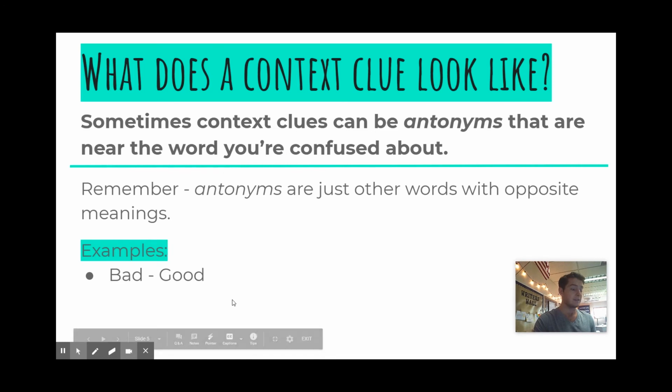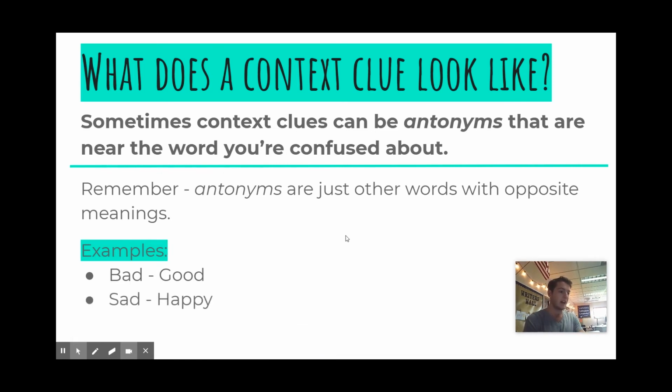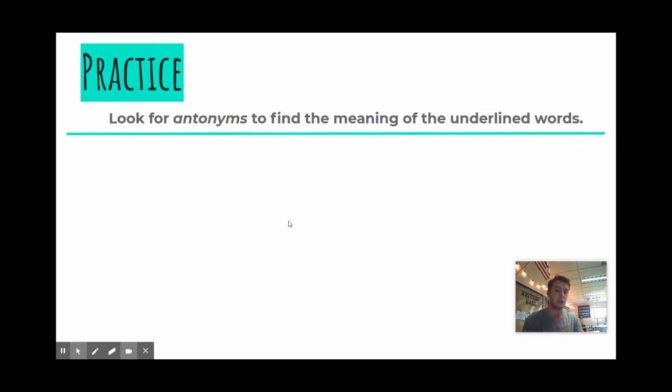Examples of antonyms: the antonym of bad could be good, sad could be happy, and innocent, guilty. So they're just opposites. You guys, I'm sure, have learned this before. But we can use antonyms to determine the meaning of a word as a context clue. So again, we'll go over a few practice examples here.